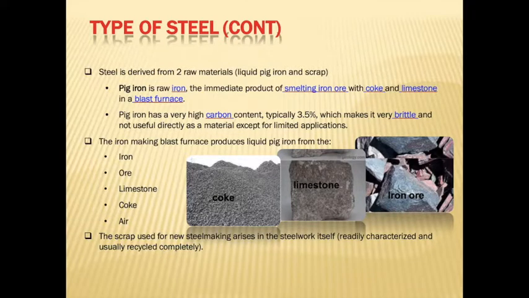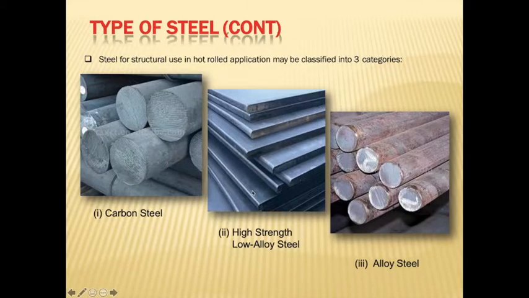So that is why we have to combine this pig iron with other types of iron in order to get the structural steel. So the iron making blast furnace produces liquid pig iron from the iron ore, limestone, coke and also air. The scrap used for the new steel making arises in the steelwork itself, which is readily characterized and usually recycled completely.